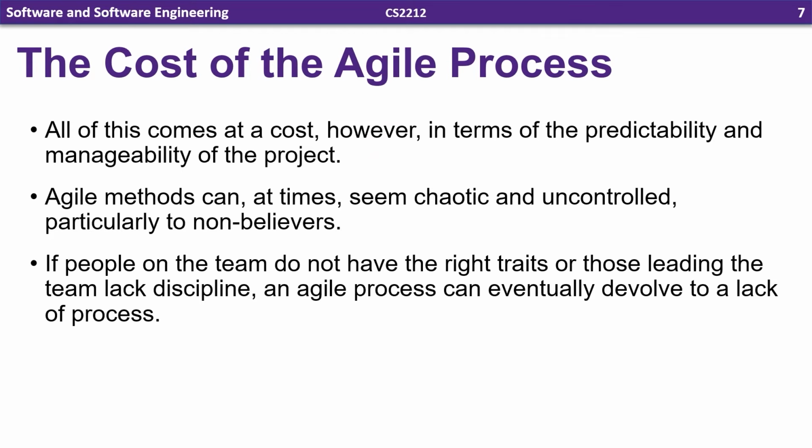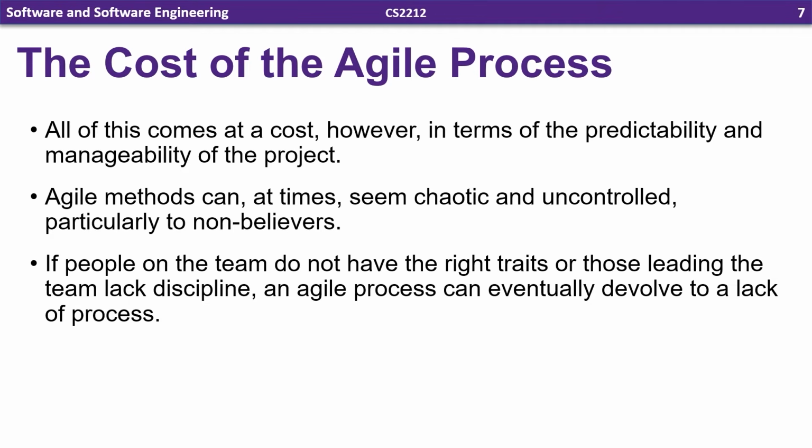There are costs, however, to Agile processes. It's not all sunshine and rainbows. And usually this is in terms of predictability and manageability of the project. So these Agile methods that we're going to be looking at can at times seem rather chaotic and uncontrolled. This is particularly true to people that are sort of set in the old ways and the traditional models, or management that's very hands-on and likes to have fine control of their development teams.